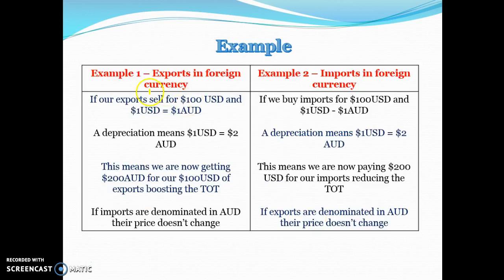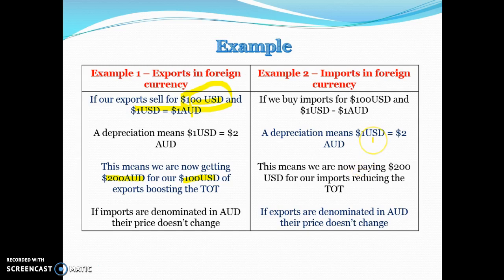So to explain that properly, let's say one Australian dollar was worth $1 US and our exports are selling for $100 US. If suddenly the Australian dollar depreciates and $1 US is equal to 2 Australian dollars, so the US dollar now has twice as much purchasing power, when we export that thing for $100 US, we're now going to receive 200 Australian dollars. So the price we're receiving is actually doubled because our dollar is depreciated. So the price of exports is therefore increased because our exports are denominated in foreign currency, and therefore that's led to a higher terms of trade.